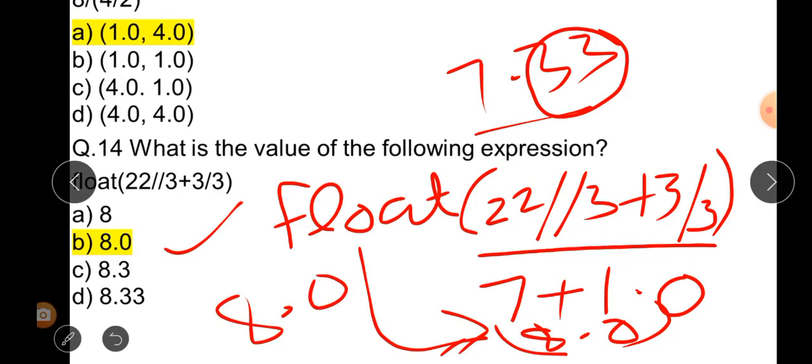Okay. Now I think the concepts regarding operators are quite clear to all of you.